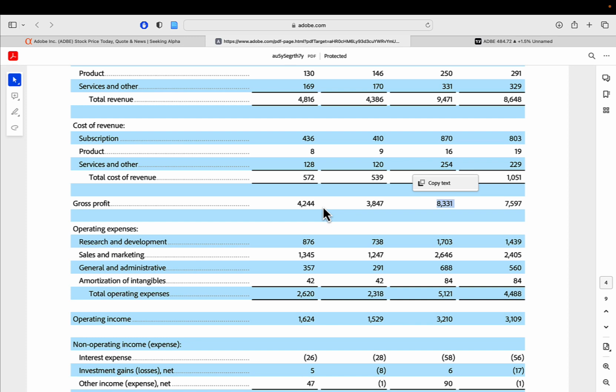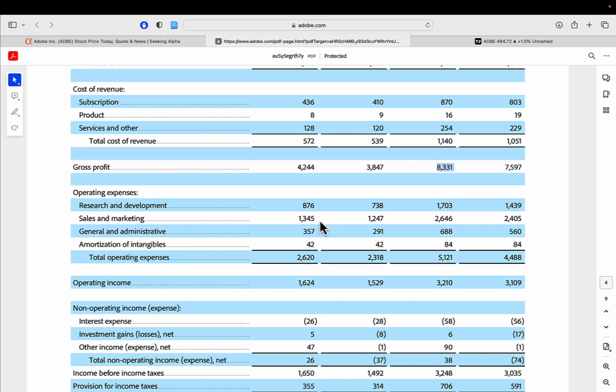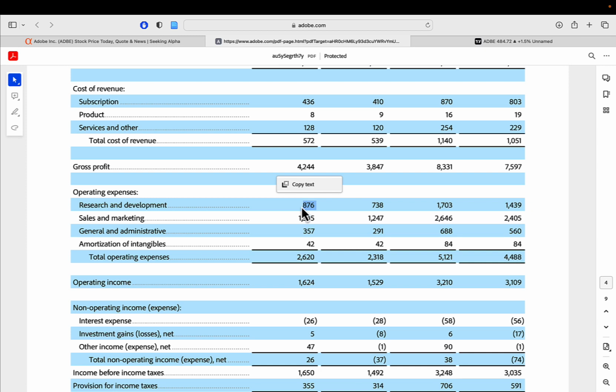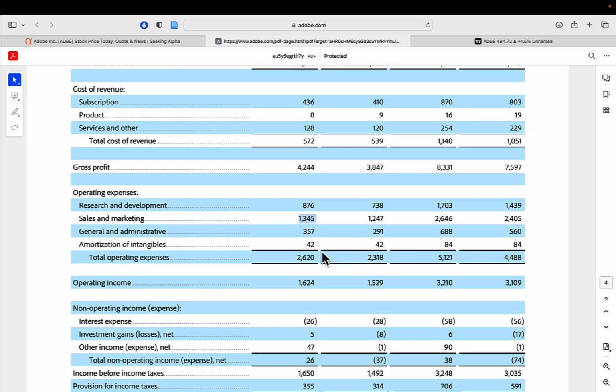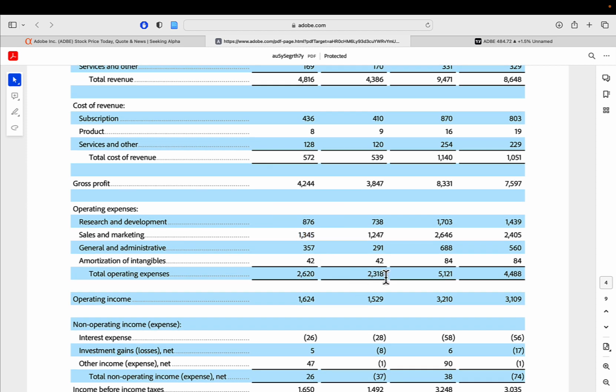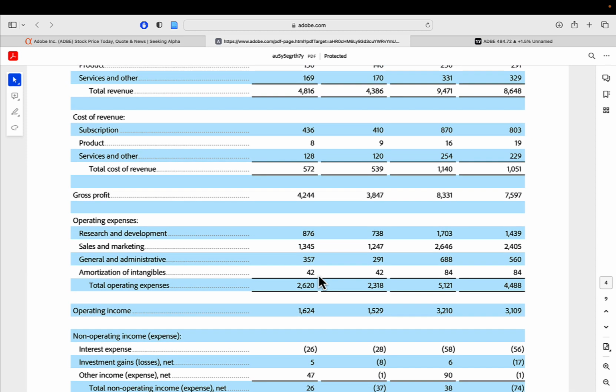Now, going down from gross profit, they do have some operating expenses. R&D is up, actually a fair amount, from $738 million up to $876 million. You do like to see Adobe investing more heavily in R&D as they're incorporating AI tools into their Creative Cloud suite. Sales and marketing is up fractionally, from 1.2 up to 1.3 billion. G&A is up a little bit. Overall, operating expenses went up from 2.3 billion to 2.6 billion in this last quarter.